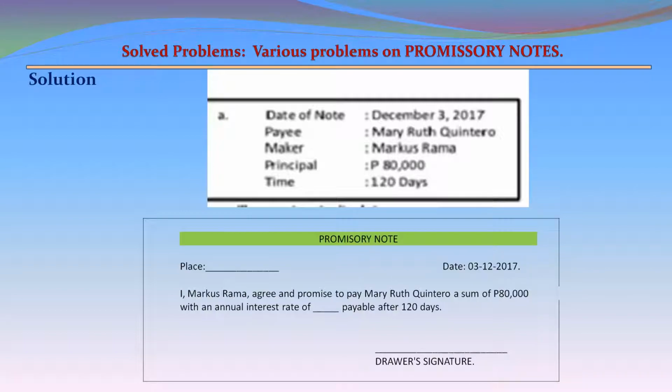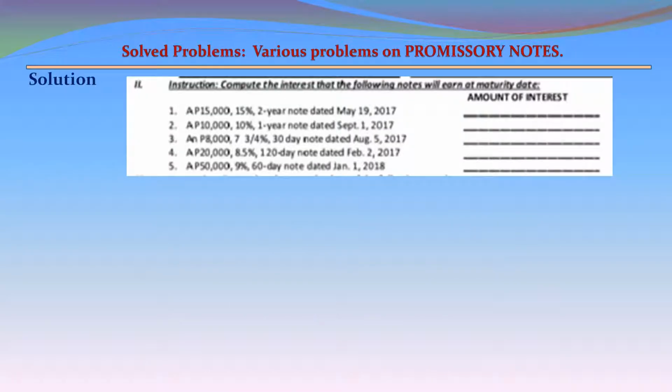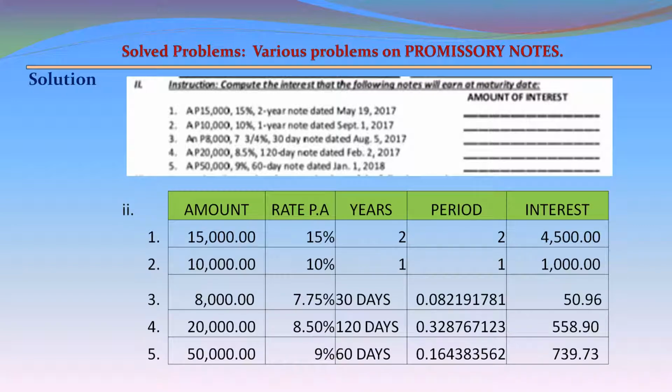Date: 3rd December 2017, already given. I, Marcus Rama, agree and promise to pay Mary Ruth Quintero a sum of P80,000 with an annual interest rate of dash, payable after 120 days. Drawer's signature. Compute the interest that the following notes will earn at maturity date. Amount, rate per annum, years, period, interest.